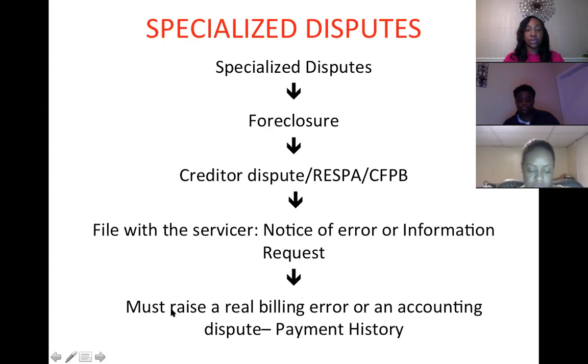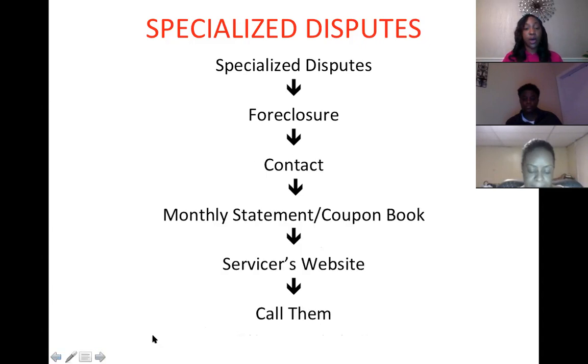So here you can dispute directly with the creditor for foreclosures, and you can file a notice of error or information request. What this does is give you the right to request information, right? By requesting that information, you get the chance to review that documentation and find the errors. Then if you find any errors in the billing history or the payment history, you can dispute that. Okay, so if someone said you missed a payment here, but you can find it in the records, that's an inaccuracy. A lot of things will come up as far as errors go.